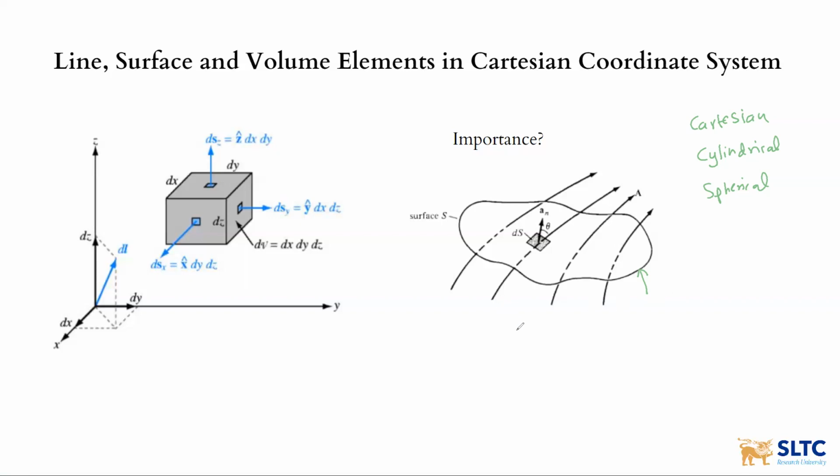So it's very important for us to select the correct coordinate system for our application. If we select the wrong coordinate system, we might lose a lot of time trying to solve the problem. It could be a very complex problem if we select the wrong coordinate system. If we select the correct coordinate system, we can really easily solve a certain problem.